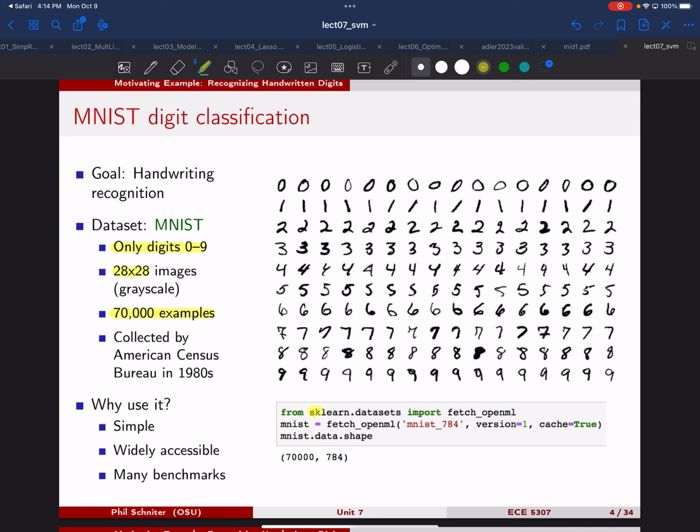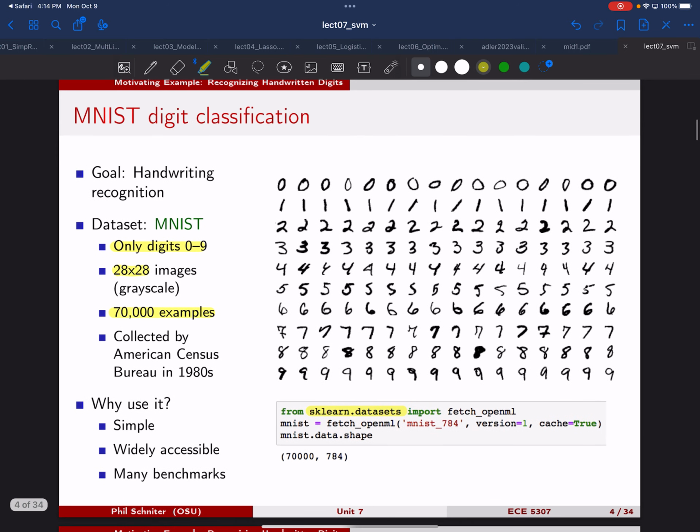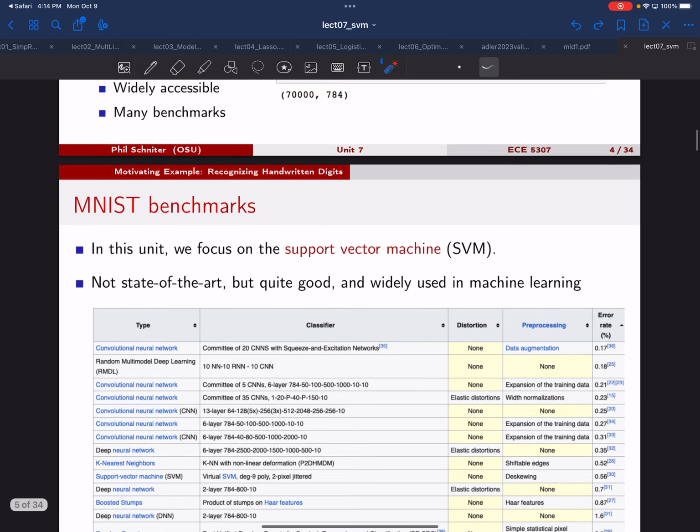And this is built into the sklearn data sets, so we can get it directly from sklearn. When you download the data, you can see the dimensions, 70,000 by 784. This is because each of these images is represented in a vectorized form. All the pixels are just stacked in a long vector, and 28 squared is 784. So that's where that number comes from.